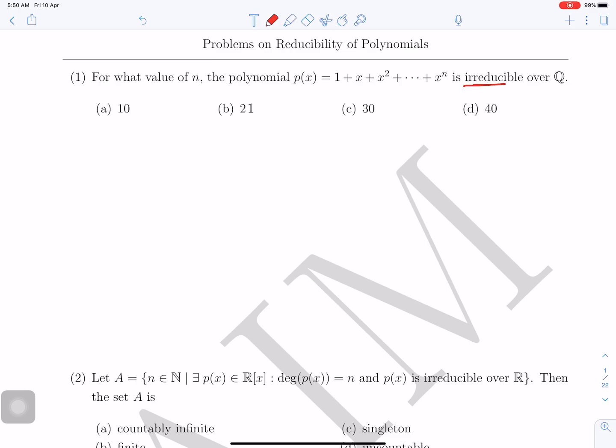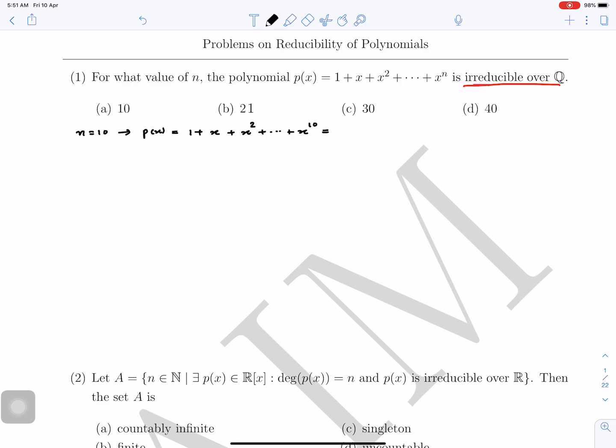Now the options are n equal to 10, 21, 30 or 40. So let us see for n equal to 10 what we have. If n is equal to 10, then it gives me p(x) is equal to 1 + x + x² + and so on up to x^10.